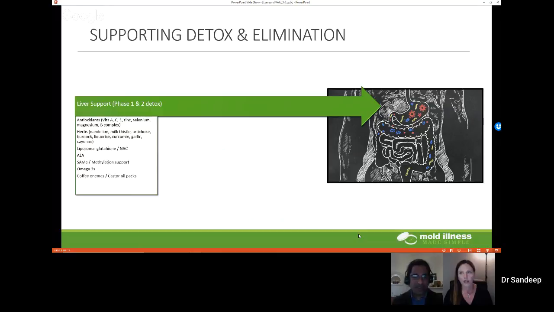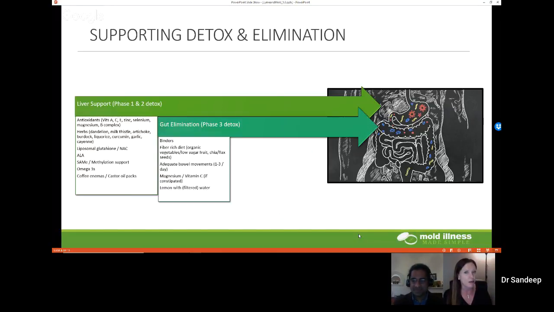So jumping along here and talking a little bit more about supporting detox and elimination. Would you like to maybe talk about this one, Dr. Nicola, and some of the things you recommend? Detox is looking at liver support. There's phase 1 and phase 2. And then elimination is the other half of detox. So you can detox all day long, but if toxins aren't getting out of the body, then that's a problem. So we have to make sure the bowels are working, the kidneys working.